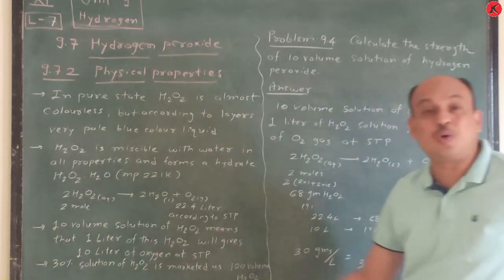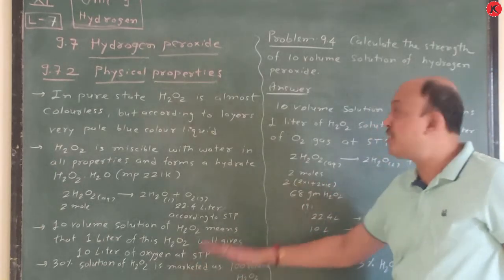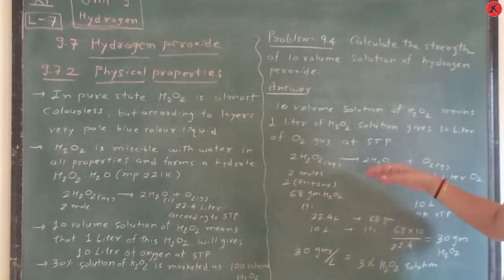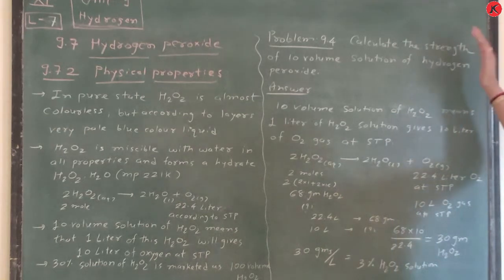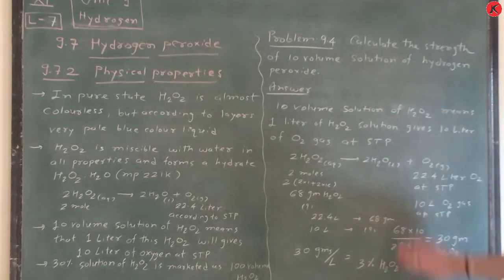So 10 volume equals what? Directly if you calculate, then you get 3% directly from this. If you remember this one, then this becomes very easy. Suppose an MCQ question is asked, time is not consumed, and you get the answer very easily. Okay, so according to this way, you have to solve the problem.